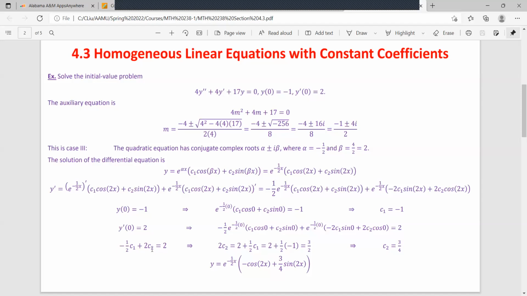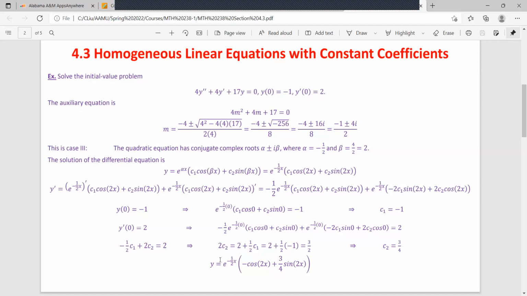and so we can solve for c2 from this equation. If we move negative 1/2 c1 to the right, it becomes positive. But c1 is negative 1, we already solved. So plug in negative 1 for c1 and combine the terms on the right. We got 3/2, and so if we divide by 2, we get c2. So c2 will be 3/4.